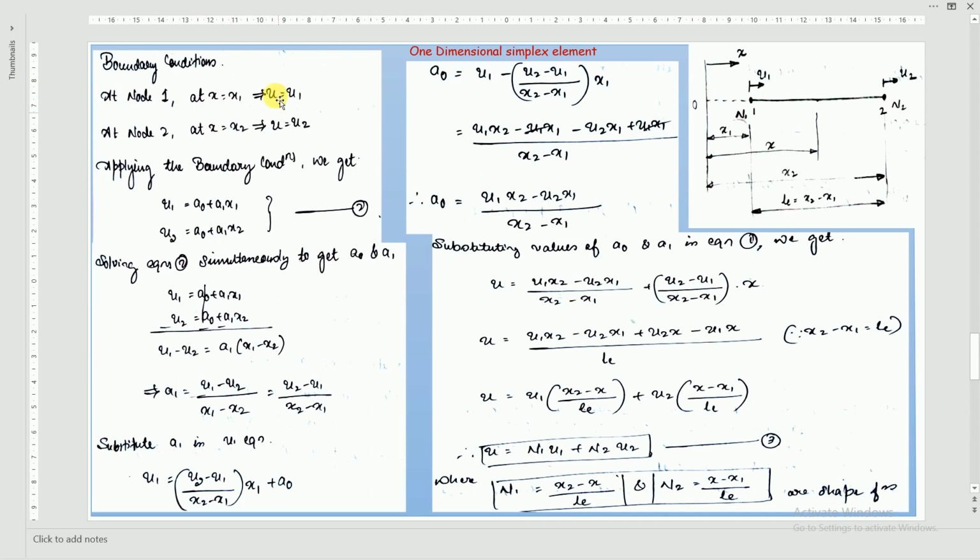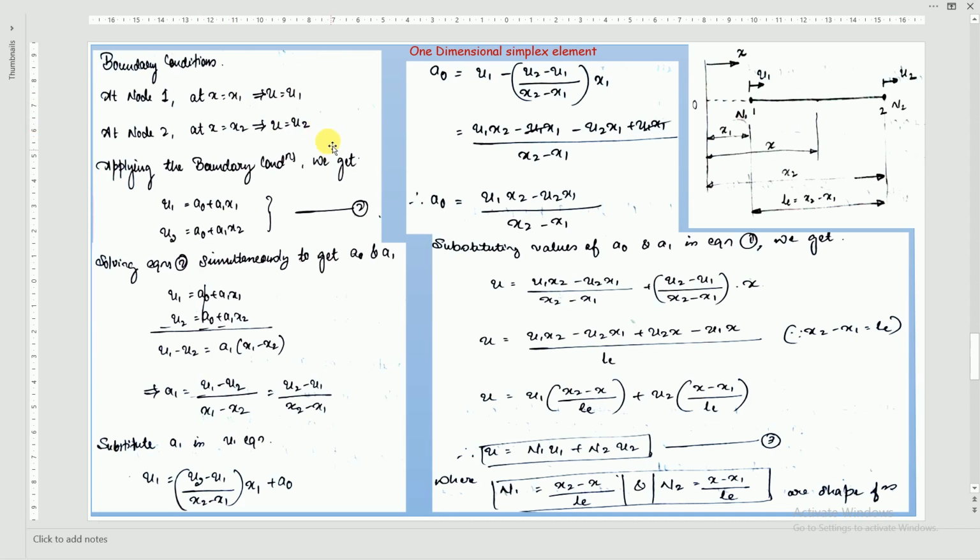Yeah. See, these are the boundary conditions. What are the boundary conditions? At x equal to x1, what is your displacement u? U will be equal to u1 at node 1. At node 2, x equal to what? X will be equal to x2. What is the displacement at node 2? U will become u2. So these are your boundary conditions. At x equal to x1, u will be equal to u1. At x equal to x2, u will be equal to u2.